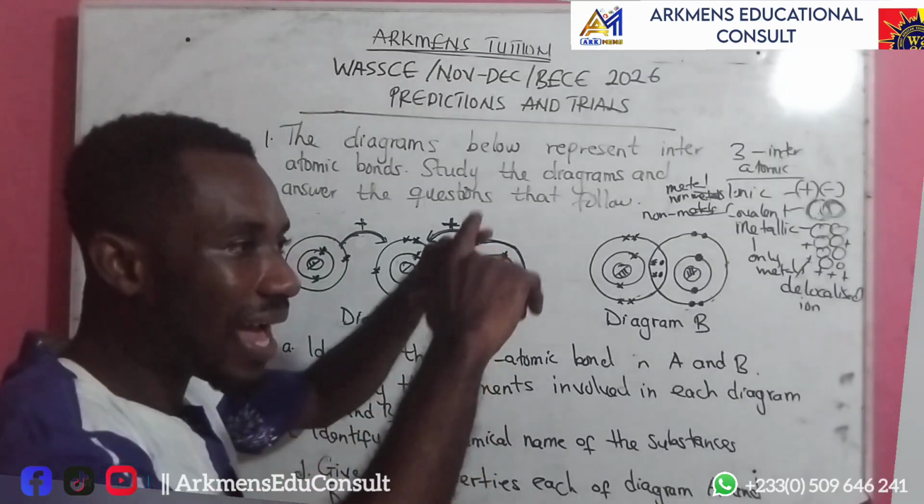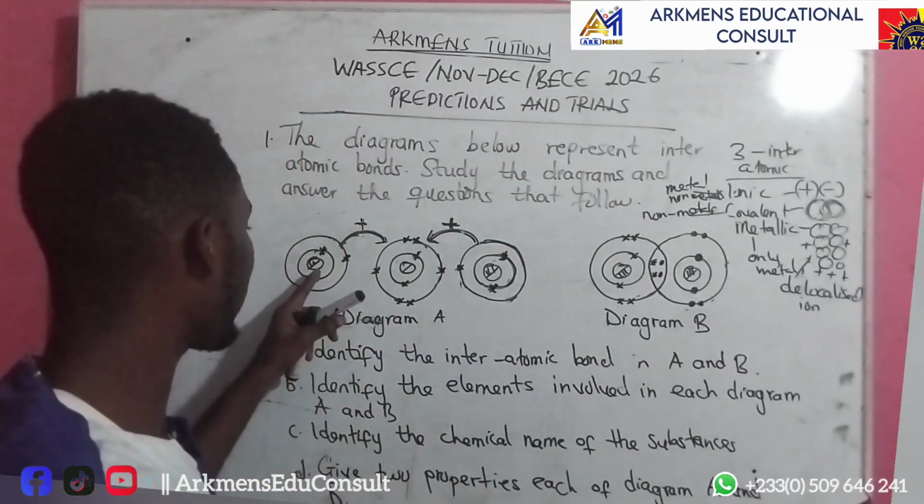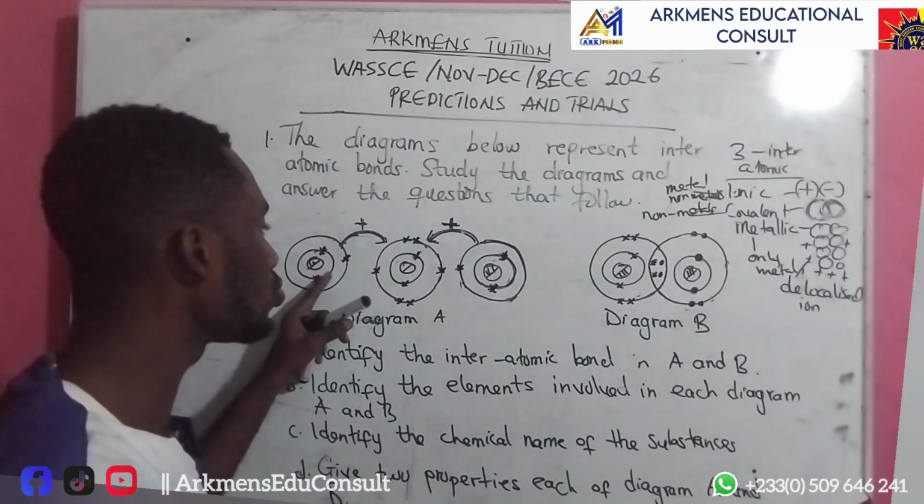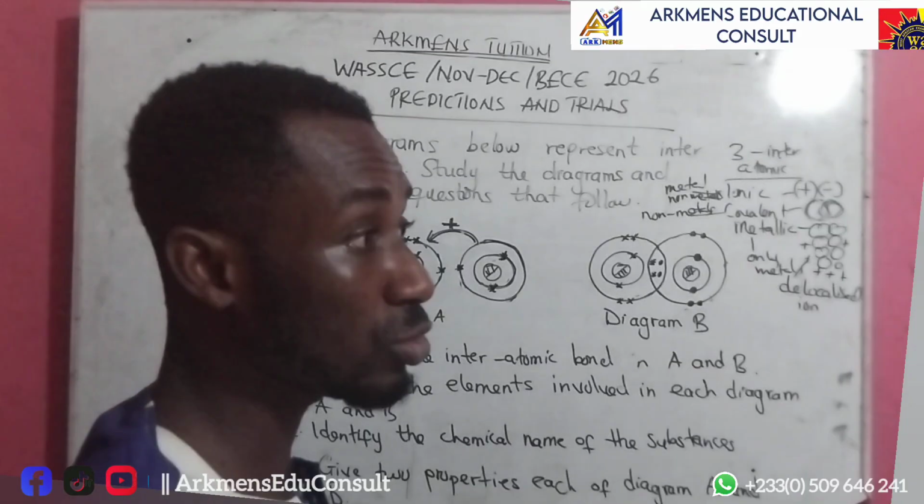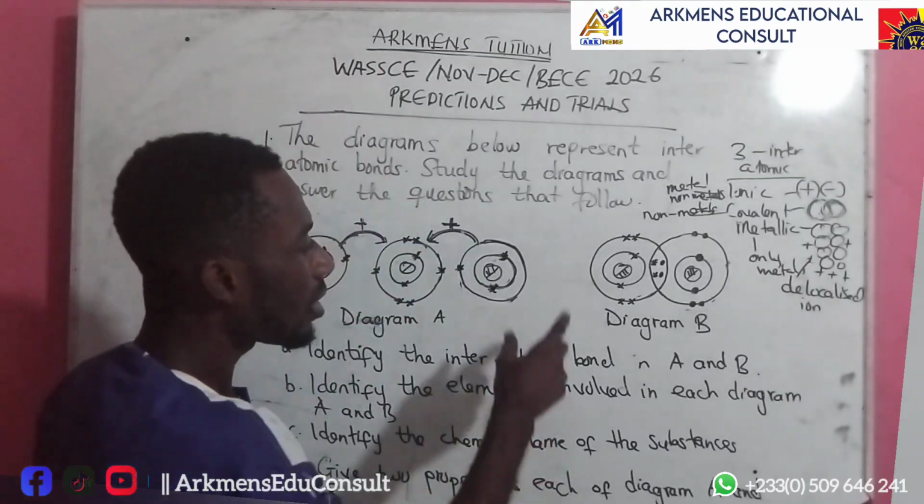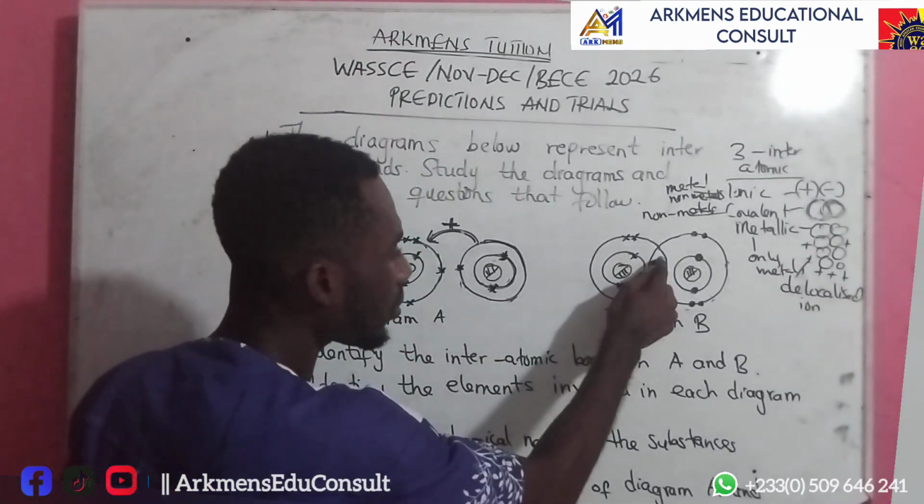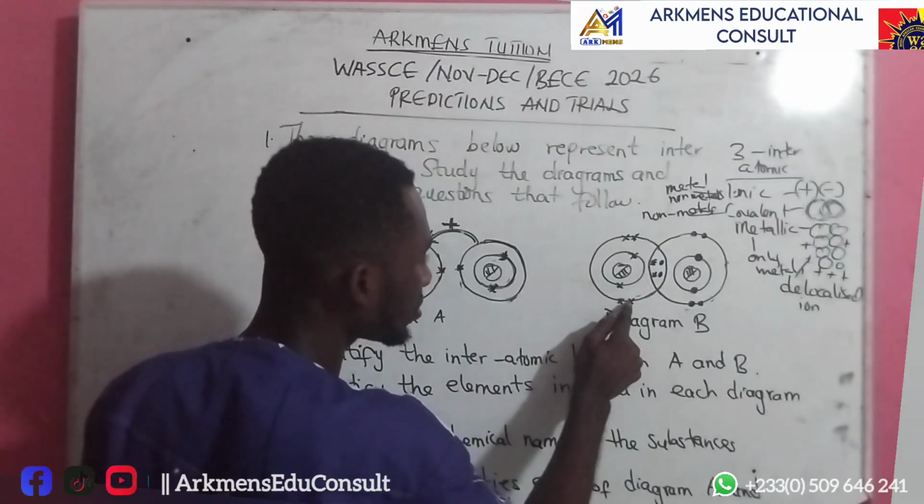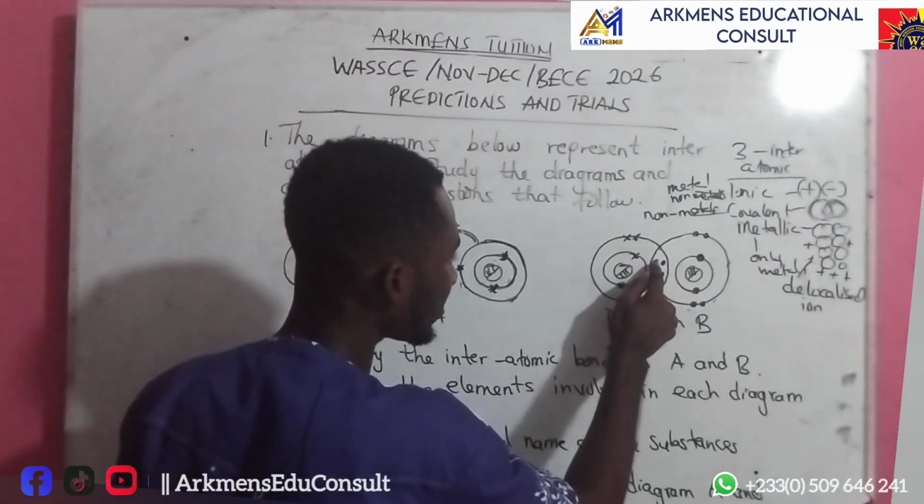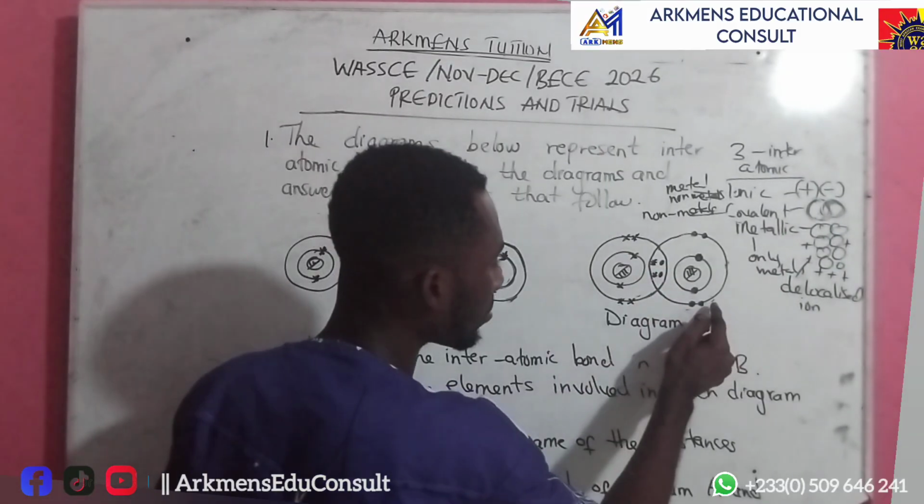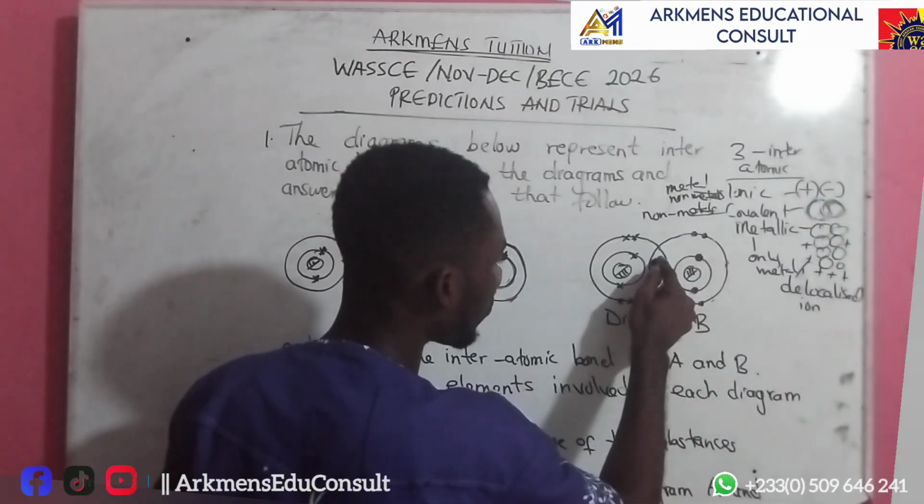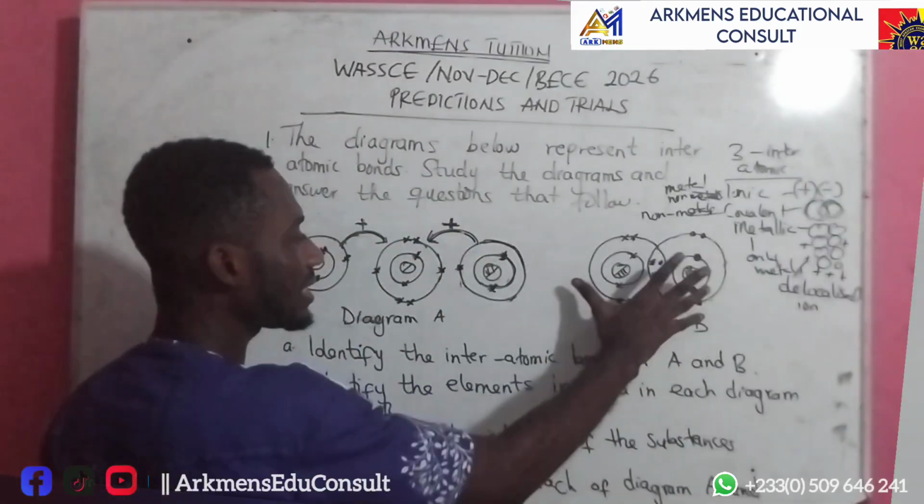Because the last shell is supposed to be, apart from the first shell which is K, which is supposed to be 2, the last shells always have to be 8 to be stable. So this one was not stable, but when they share, when I count here, I'm going to get 1, 2, 3, 4, 5, 6, 7, 8. When I count here, I'm going to get 1, 2, 3, 4, 5, 6, 7, 8. So meaning that they are stable.